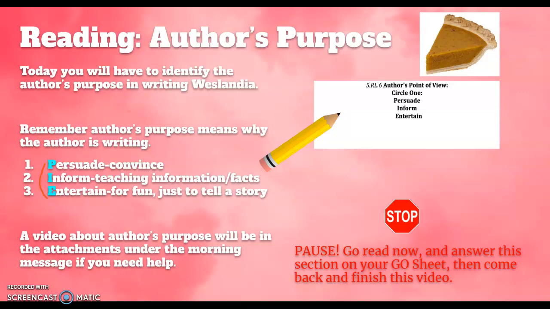So on your Go sheet, you're going to find a section that looks like this, author's point of view, and all you need to do is just pull out your pencil and circle which one you think the author's purpose was for Westlandia. Was the author trying to persuade you of something, inform you, or entertain you? So right now would be a good time to pause this video, go ahead and pull out your Wonders book, your Go sheet, and your pencil, and answer this question on your Go sheet.